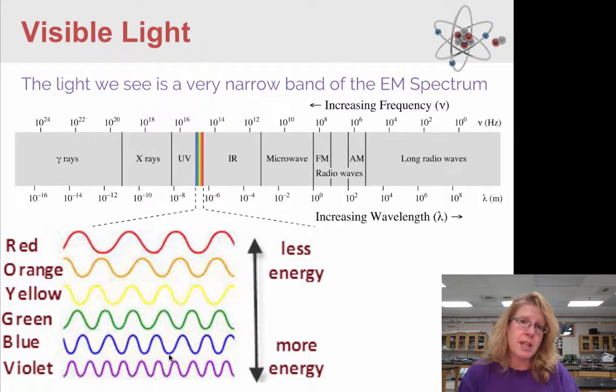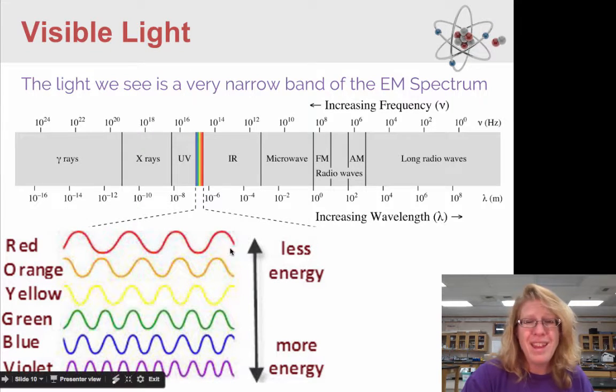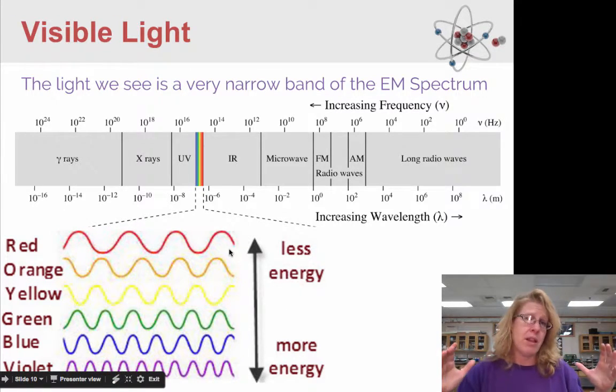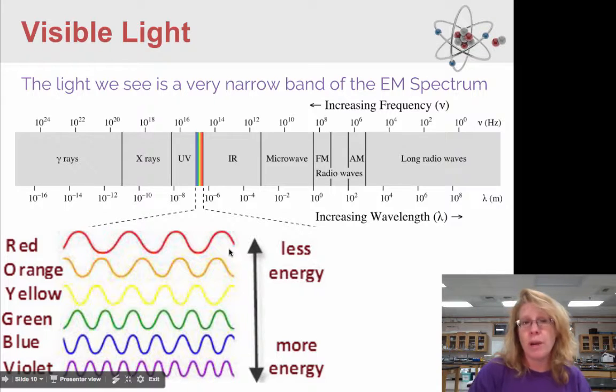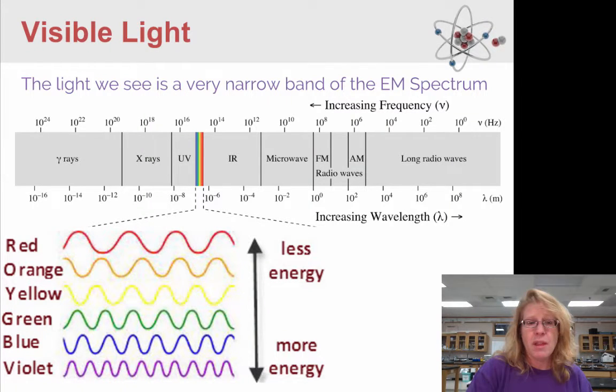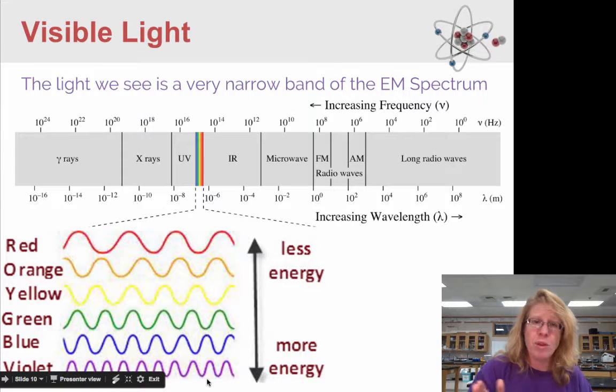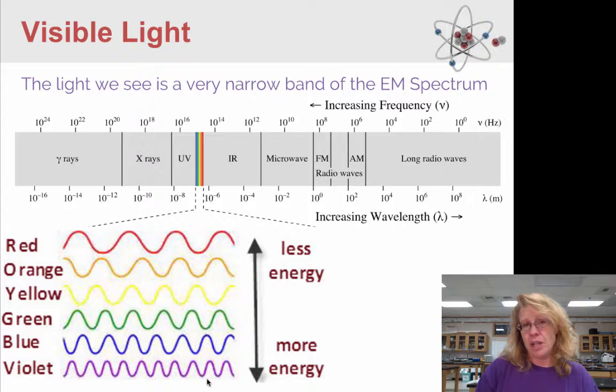It turns out these are related to energy. So red things, long wavelength, low frequency lights, are lower energy. They're not damaging to us. Things on the other end, the violet end, where they're short wavelength and high frequency, are higher energy on that end of the spectrum.